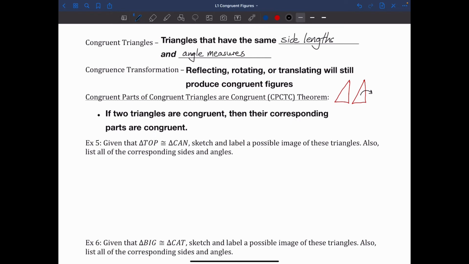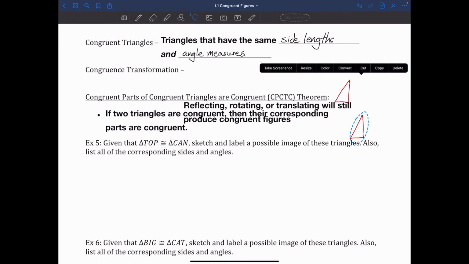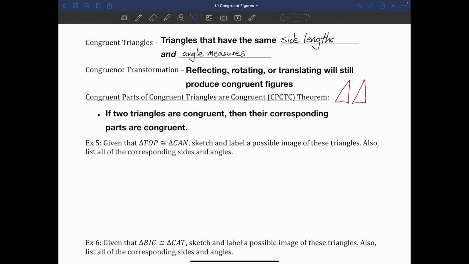If you rotated it, if I just turn that from a flipping arrow into a rotating arrow, if I rotate it 90 degrees to the side, it's still the same shape. And then translating is probably the one that makes the most sense out of all of them. If I take that triangle and I just move it all down there, it's still the same shape. I haven't changed anything about it.